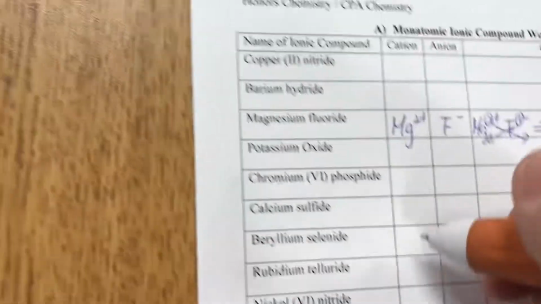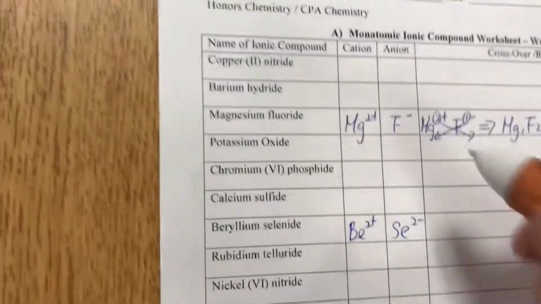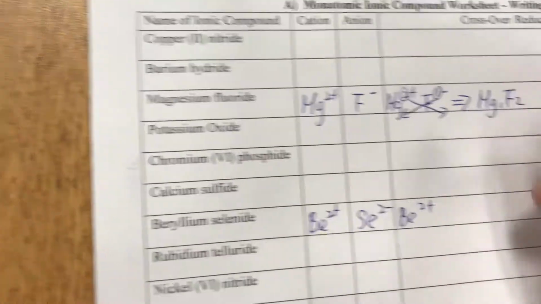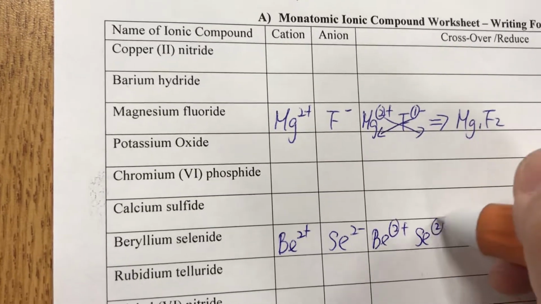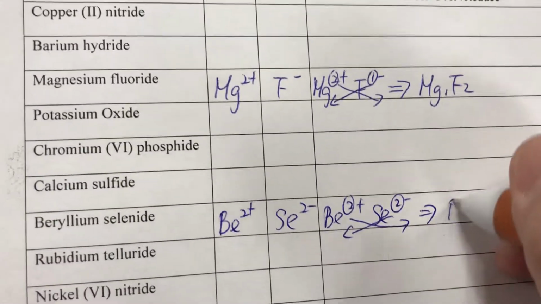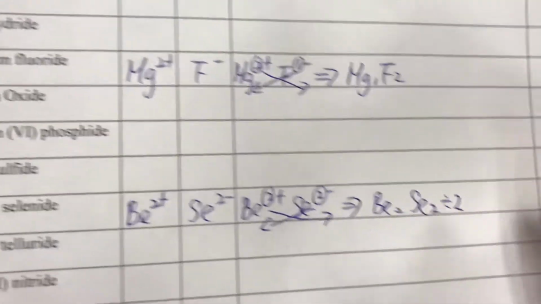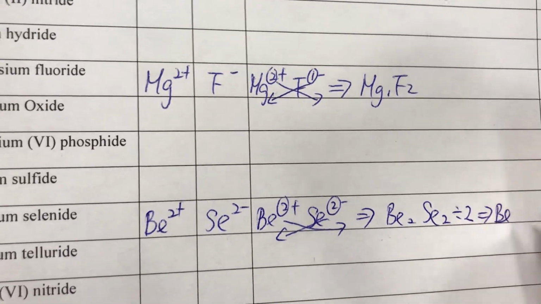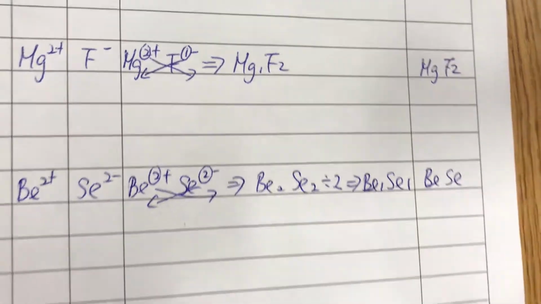So let's do one question, it's beryllium selenide. Beryllium is Be2+. Selenide is Se2−. Again, how do I know the charge? It's the group number. So we write down Be2+, Se2−. We circle the number only. We bring them down. So I get Be2Se2. We need to reduce that. Divided by 2. And I get Be1Se1, but we take away the 1, so it will be BeSe.